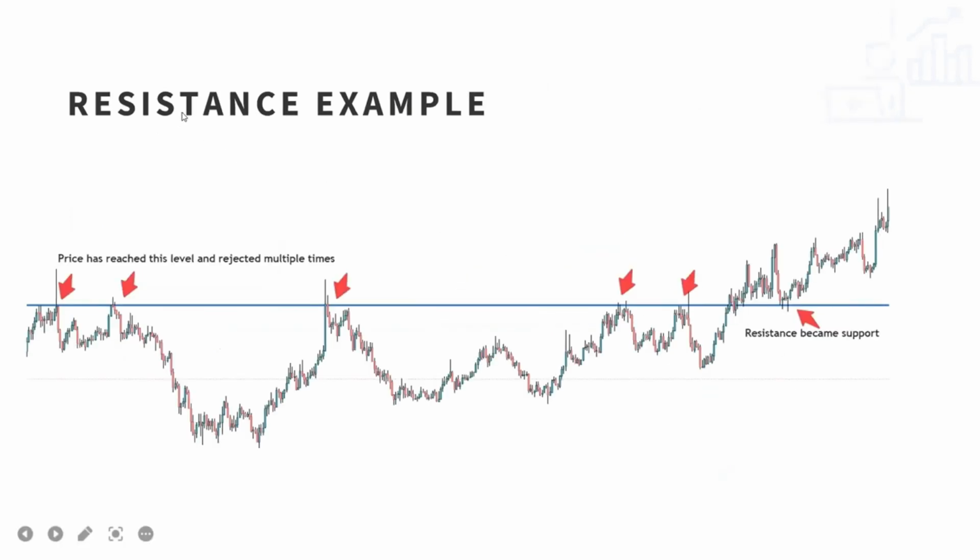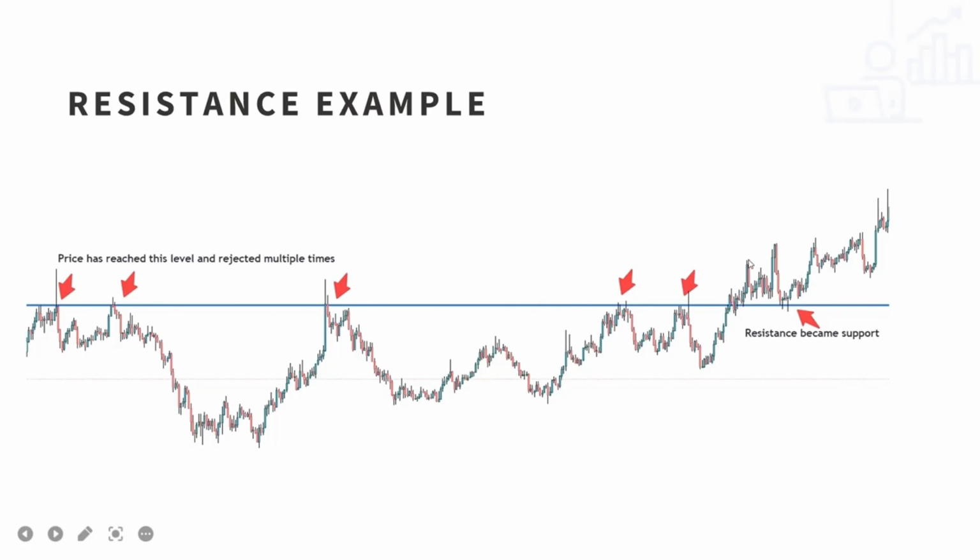Here is the example of resistance. Let's say this was $1. Before it was support, now it became resistance. What happens every time the price touches that $1? It will get rejected. Why? Because there will be more sellers than buyers here. Rejection, rejection, rejection, until there are more buyers than sellers. So here there were more buyers than sellers.